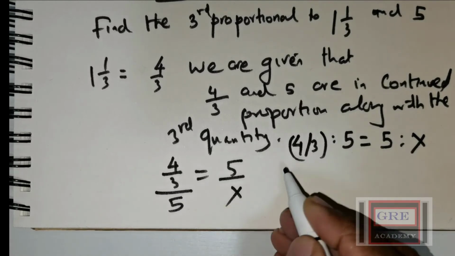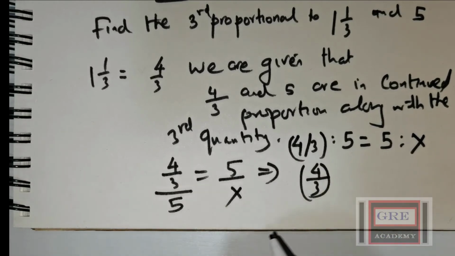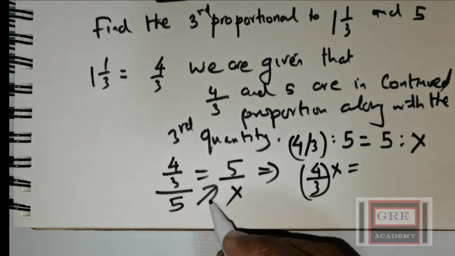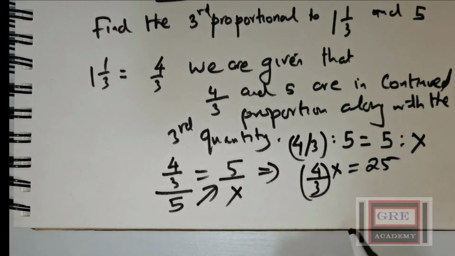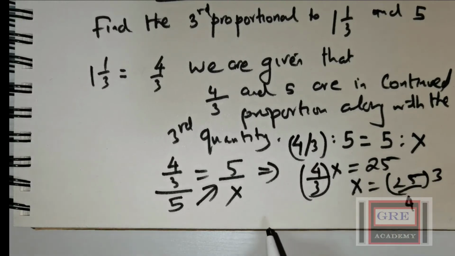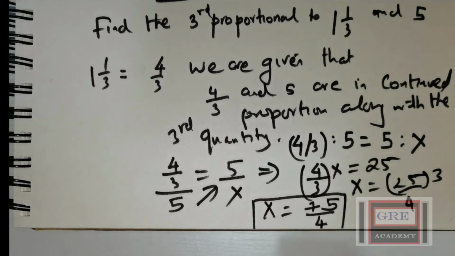Now if I were to cross multiply, I will get 4 over 3 on one side. I can move the x and then I can move the 5 to the right, so that's going to be 25. So I would now have x being equal to 25 divided by 4 over 3. So the final answer for this question would be x is equal to 25 multiplied by 3. So that's going to be 3 times 5 is 15, 75 divided by 4. So this would be the value of x, and this completes the solution to this question.